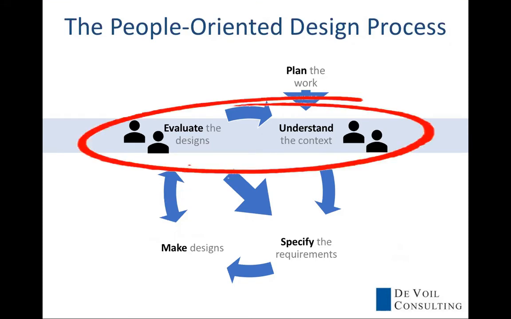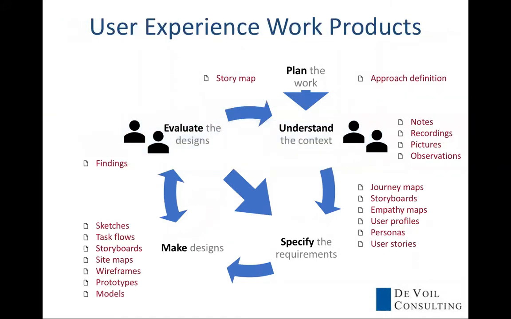So as I mentioned before, both of those stages, evaluating the design and understanding the context, are absolutely essential to involve the users in. So here's another look at the cycle, and on here I've annotated it with some of the work products that you might typically expect to be produced as part of this. So planning the work, you might produce some kind of approach definition document, or you will have some kind of discussions, because this is not all about documents, it's about discussions also.